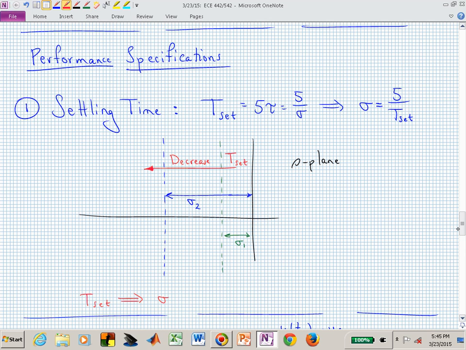Settling time, you told me, was 5 time constants. Tau is 1 over sigma. Settling time is now 5 over sigma, and if you give me a settling time, I can give you a sigma. You say you want a settling time of 500 milliseconds, or half of a second. T settle is now 1/2, and that tells you sigma needs to be where? Where are your poles in the complex S-plane if you have a settling time of half of a second?